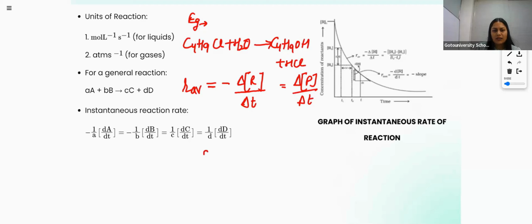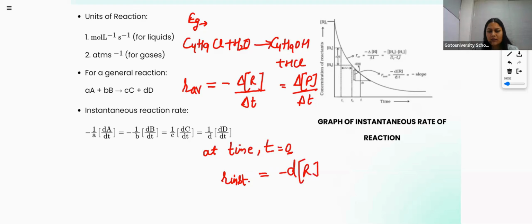Now say at time t equals 0, at this specific time we have to find the rate of the chemical reaction. That will be the instantaneous rate, and it will be equal to minus d of the molar concentration of reactants by dt, and for the product side it will be dP by dt. Understood here?